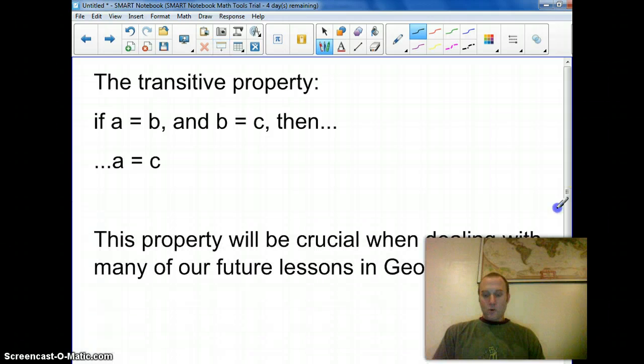Also have a note down here for you. This property is going to be crucial when dealing with many of our future lessons. A lot of the proofs that we will be coming up with have a lot to do with the transitive property.